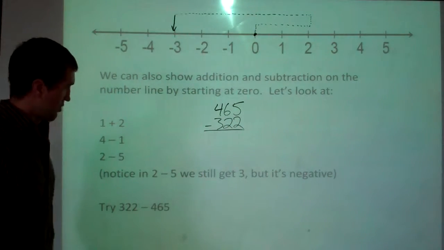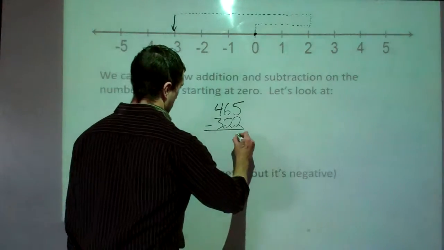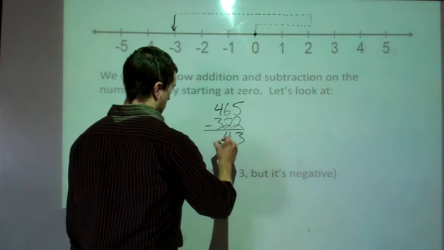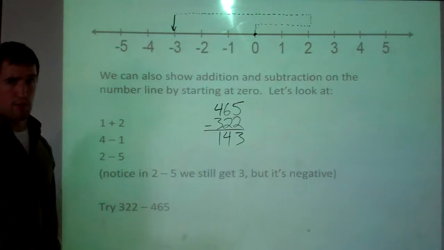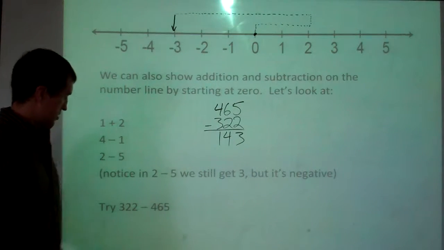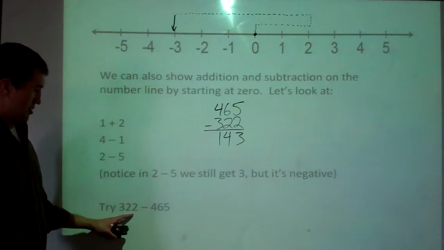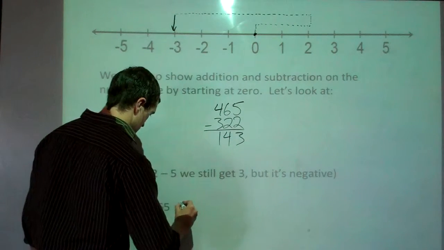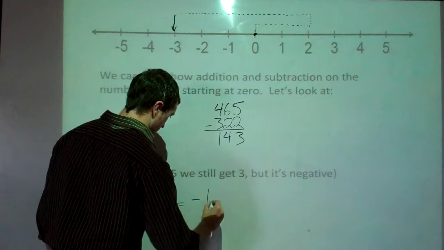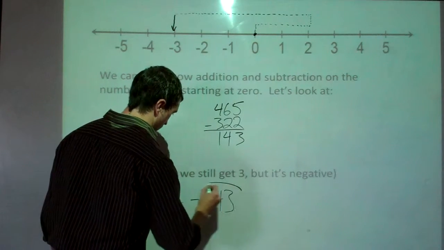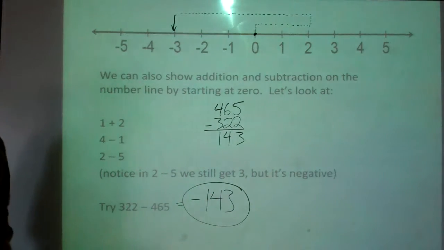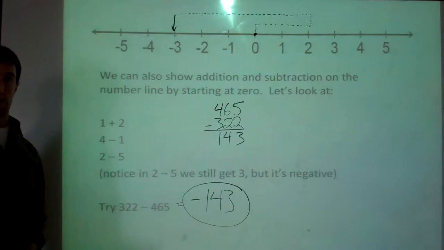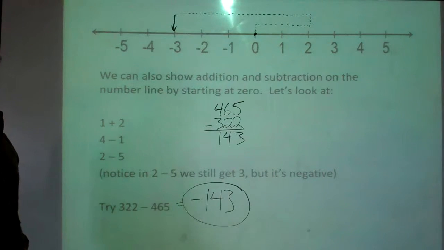Going to subtract those. We get 3, 4, 1. 143 is the difference. But, once again, we have a smaller number minus a larger number. This is actually negative 143. Okay? So just a simple way to do subtraction, even if it looks a little different.